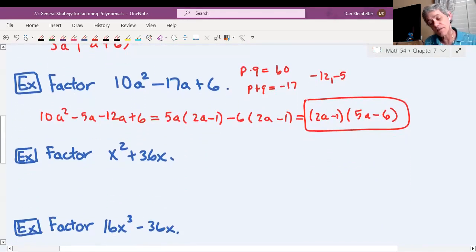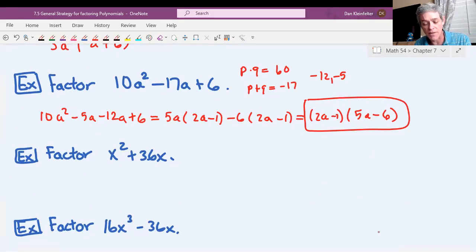Okay, next we have x squared plus 36x. So the first thing would be common factor. Here that's an x. So we'll be left with x plus 36. And that one is finished.